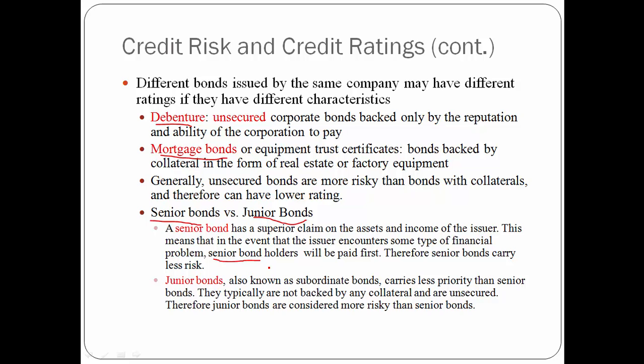So senior bonds carry less risk. And junior bonds, sometimes called subordinate bonds, carry less priority, and they are typically not backed by collateral, so they are unsecured and considered more risky than senior bonds. So again, senior versus junior is not about age. It's about whether they have higher or lower risk, whether they have priority in getting the payment, whether they are backed by collateral, or whether they are secured.